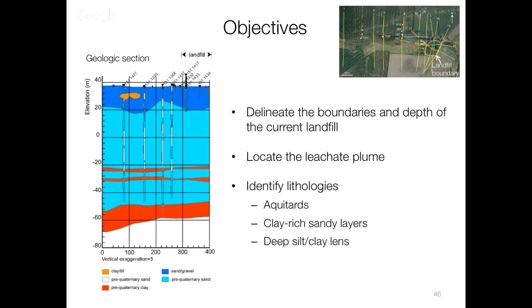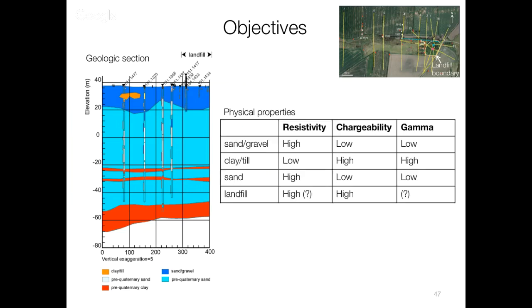But in addition to that, they'd like to identify these lithologies. Maybe these clay layers down here are aquitards, sandy-rich clay layers might still be useful from the point of view of potable water, and there might be some deep silt and clay lenses. So they'd like to see if they could use the same experiment to delineate what's going on here.